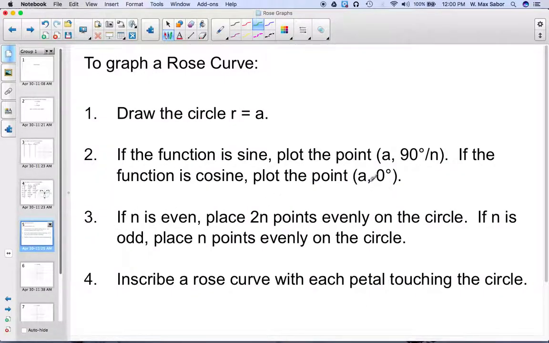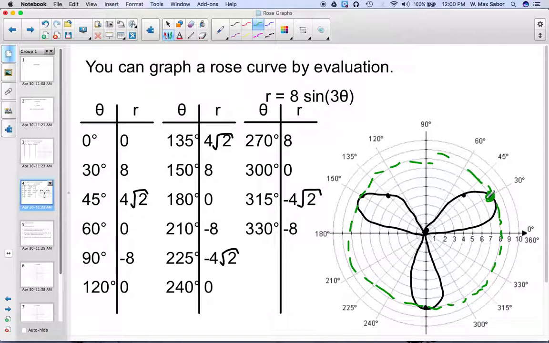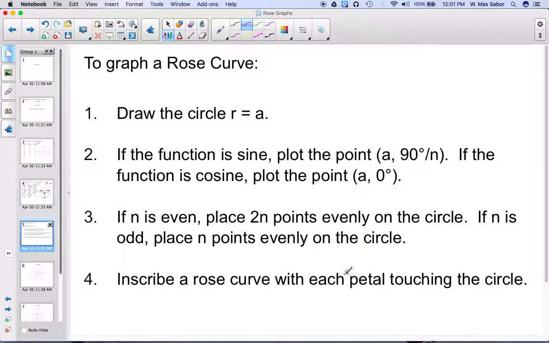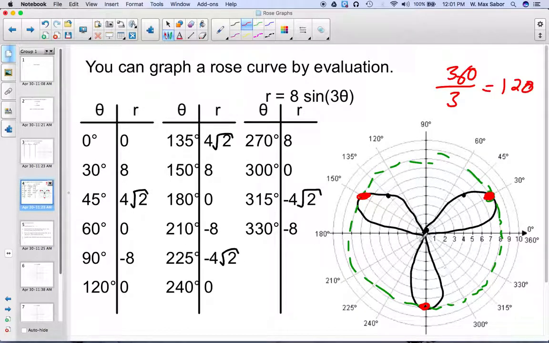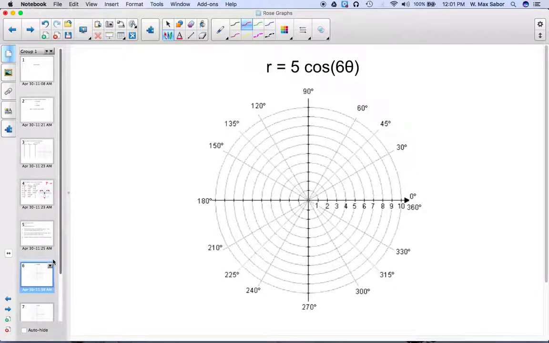If it's cosine, we're going to plot the point a, 0. If n is even, we place 2n points evenly on the circle. If n is odd, we place n points evenly on the circle. Because n is 3, we're going to place 3 points evenly on the circle. Because a circle is 360 degrees, they're going to be 120 apart. So 120 apart from 30 is 150, another 120 is 270. Then we inscribe a rose curve with each petal touching the circle.